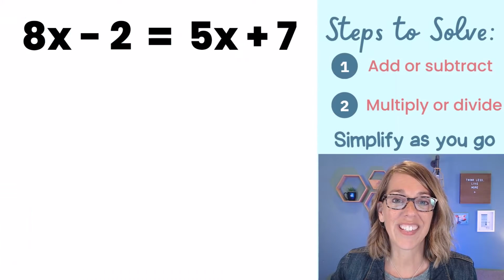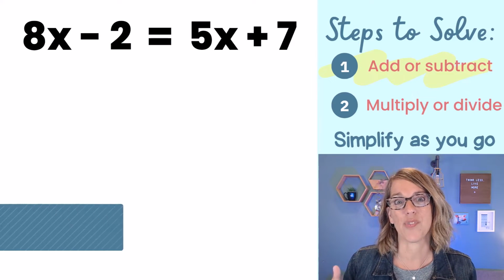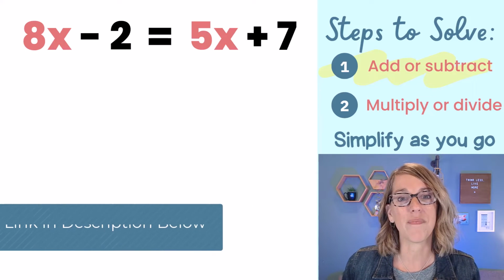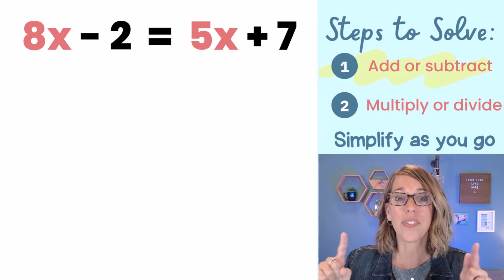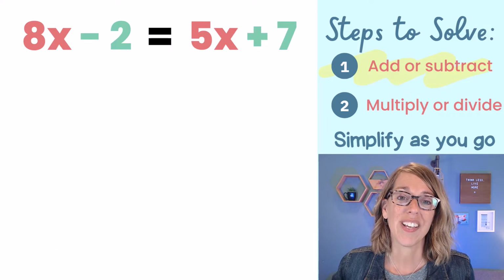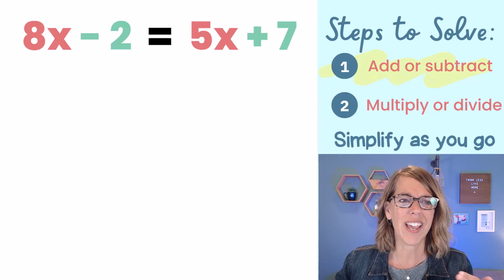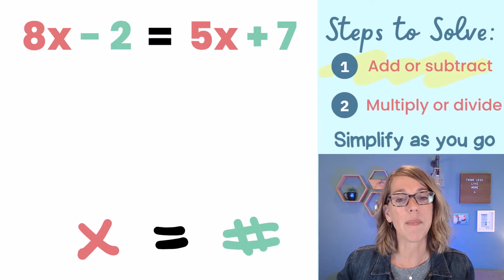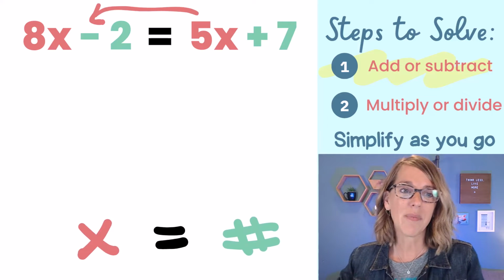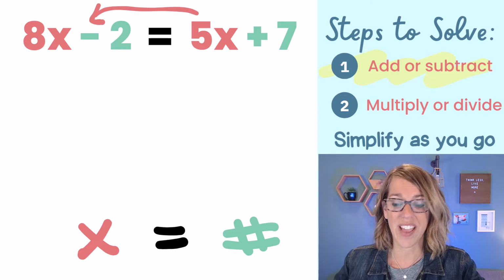Let's get started with this example by adding or subtracting terms. Now, I definitely need to do that here because I've got x terms on both sides of the equation. Same is true with my numbers. So let's move the x's over so we've got them on the left and our numbers on the right. That means that we need to start by moving that 5x over.